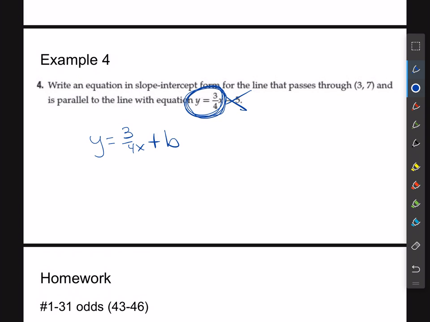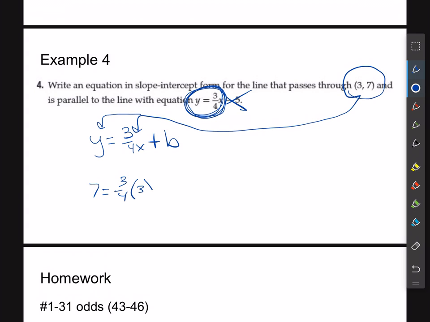We know the coordinate that it passes through, therefore we can plug it in. So my y value there is 7. So I can say 7 is equal to 3/4 times my x value, which is 3, plus b, and solve for b. So 7 is equal to 3 times 3 is 9/4 plus b.